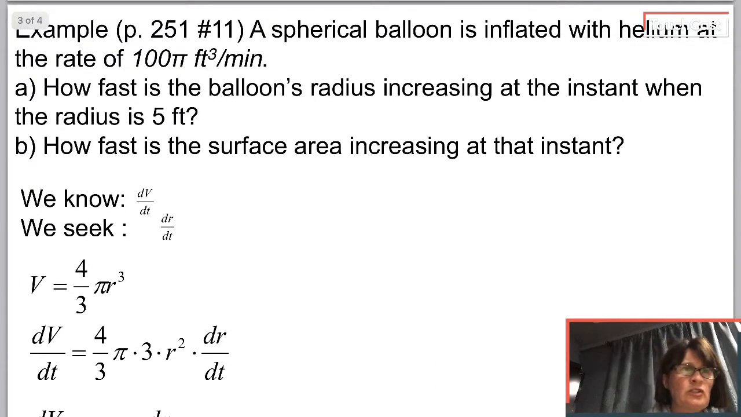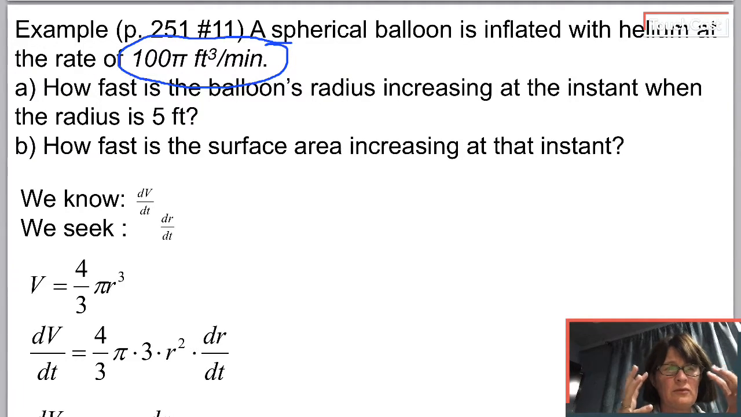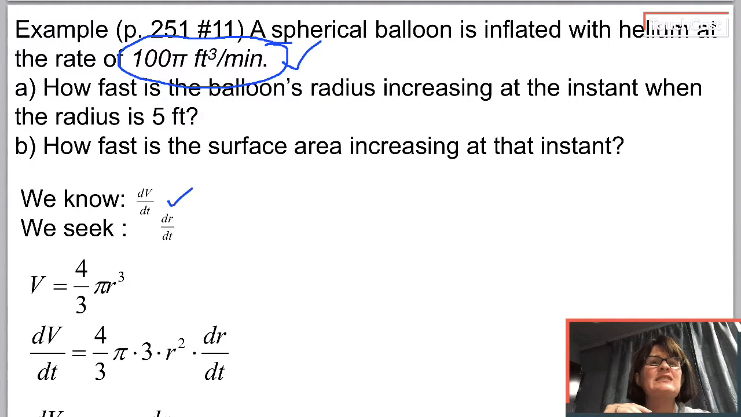Okay, so what I know going in, I've been told that this is true about the balloon, and that's the rate at which the volume is changing per time, so with respect to time. They haven't actually used the word volume, so it's our job to think about what's going on here. If you were inflating a balloon, what is changing? Well, the volume is changing. The radius is probably changing. So this one that they've given us is dV/dt. So we know dV/dt.